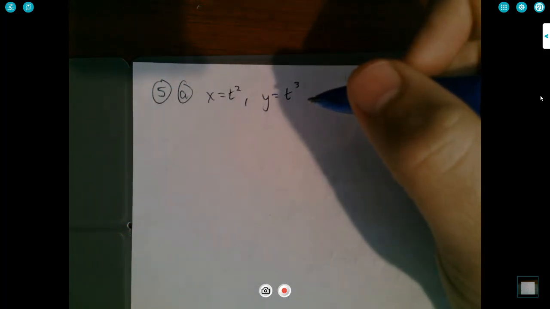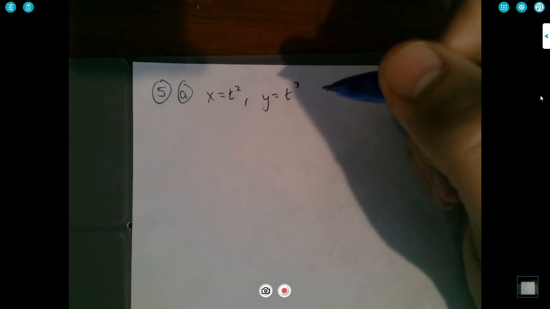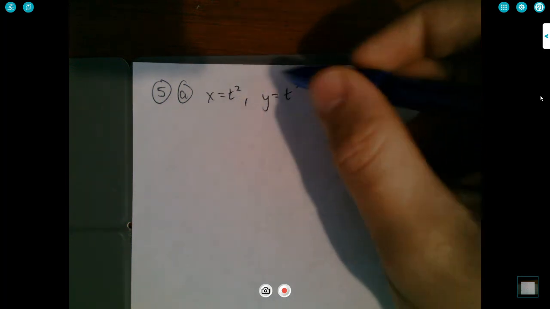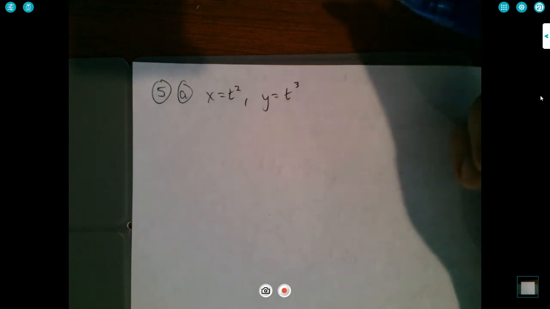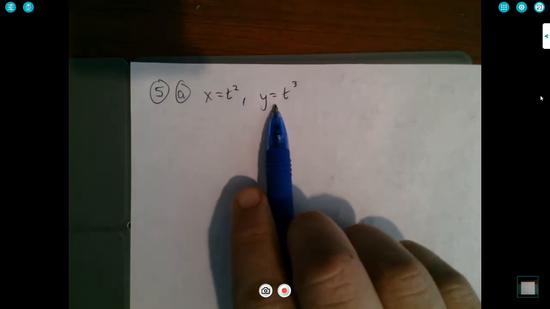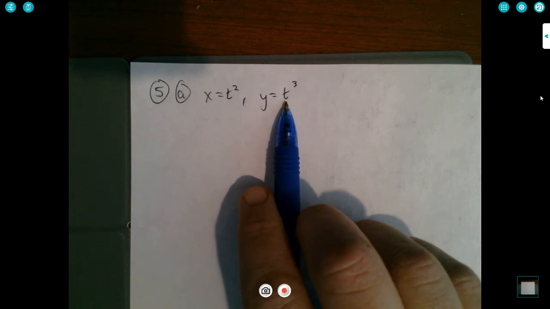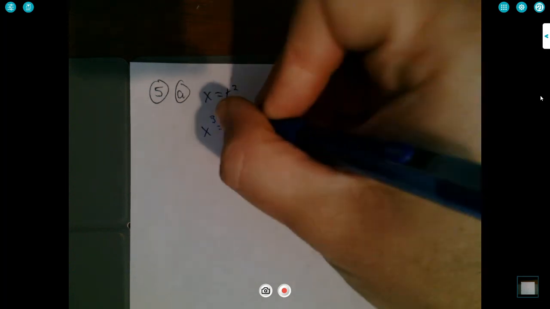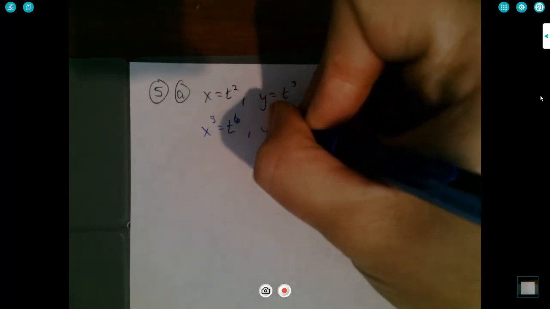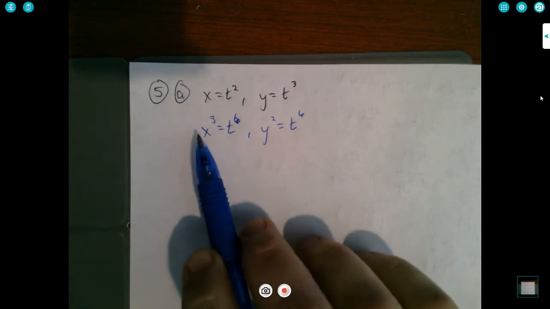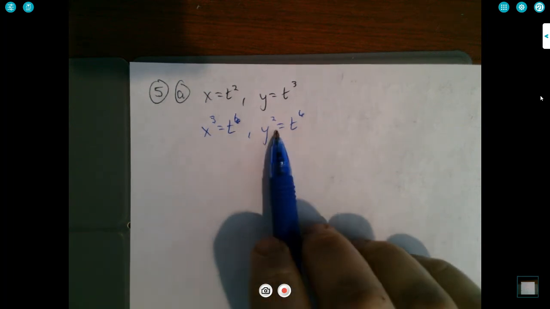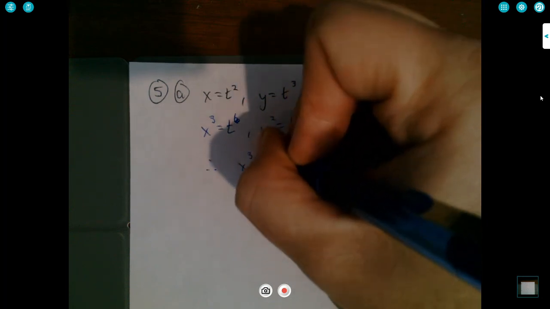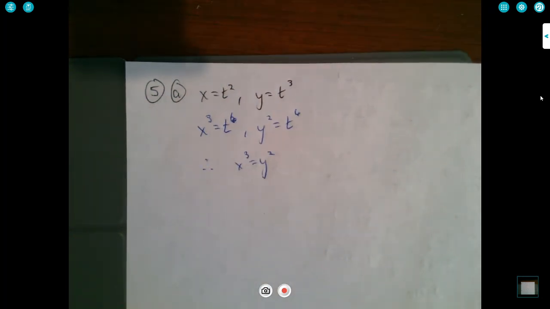Let's do it the way your book does it, and then I'll show you what I was thinking. The way your book does it is it says, well, if you cube this one and square that one, then you get t to the sixth in both cases, right? So you get x cubed equals t to the sixth, and y squared equals t to the sixth. Since x cubed and y squared equal the same thing, they must be equal to each other, right? Therefore, x cubed equals y squared. And there you go, you've eliminated the parameter.